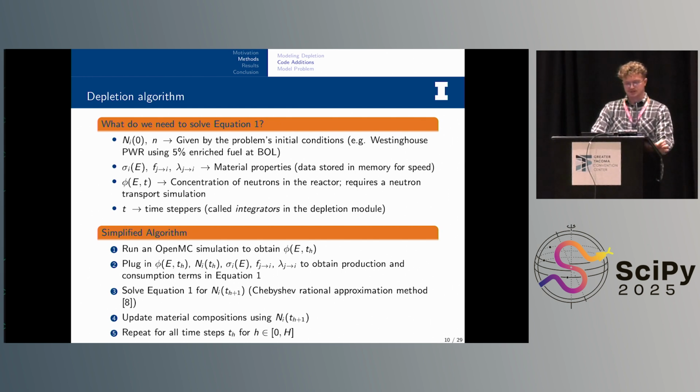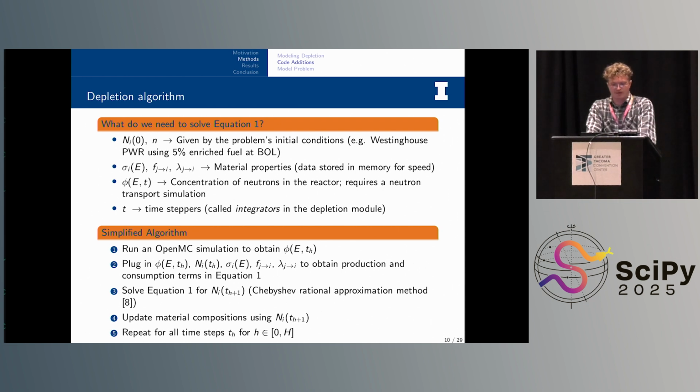We don't directly solve the neutron transport equation in time, but we do update the material composition at each time step during a depletion simulation. Internally, these time steppers are called integrators. They range from the simple Euler method to more exotic and complicated methods using stochastic sampling. It's pretty impressive what's in there.